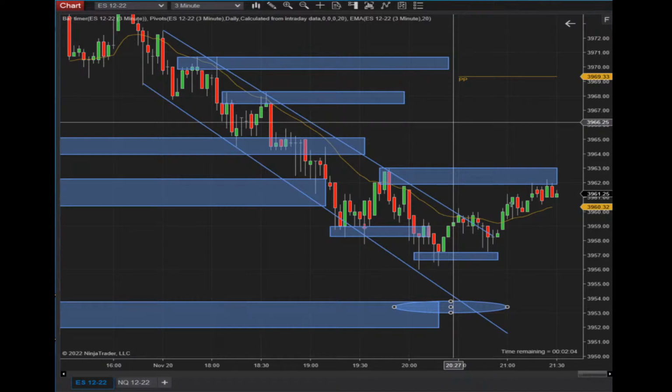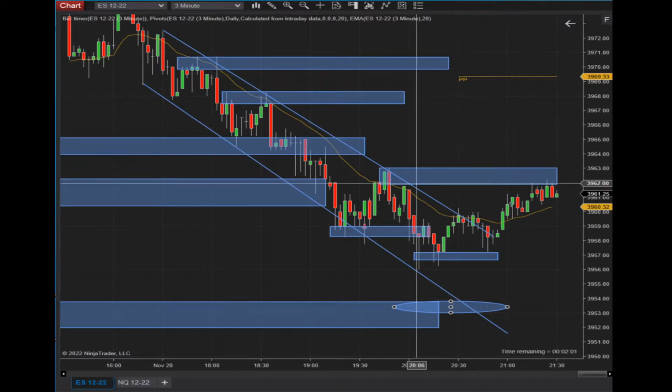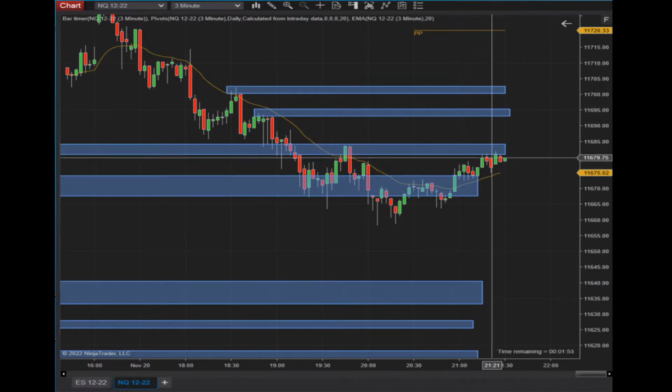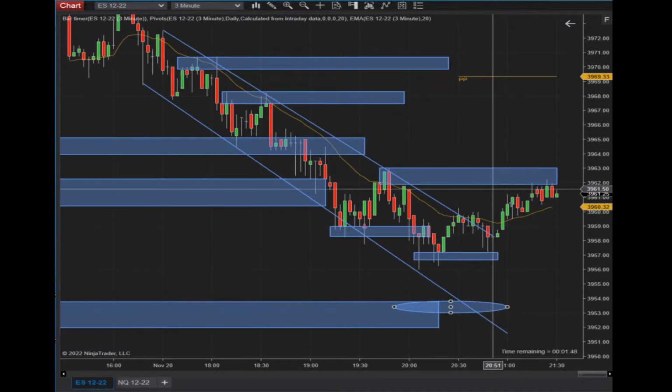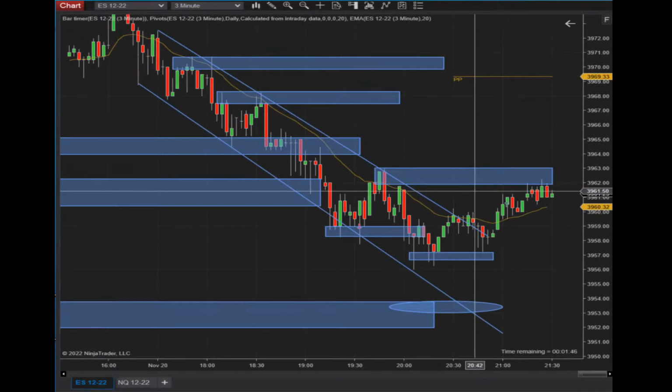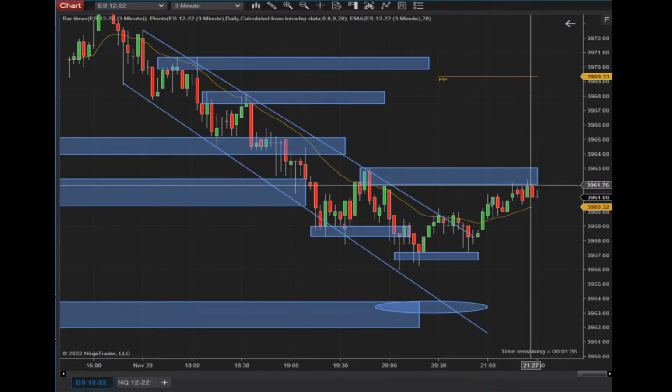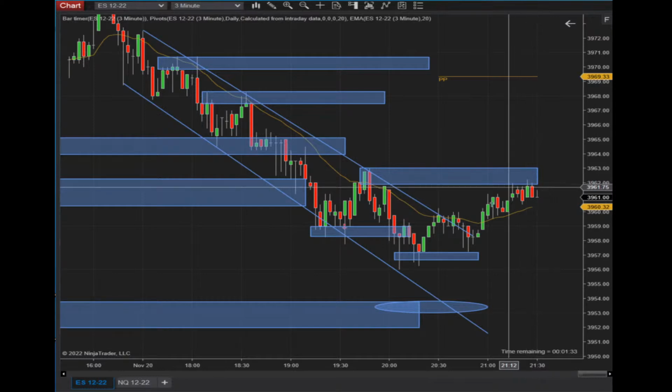All right, so nothing really happening still in the ES and NQ. Still a little bit of consolidation, but just not a lot of conviction up there. It's going to have a hard time getting through that level. It may get through it, but it's going to take a while. Like I said, I think, yeah.